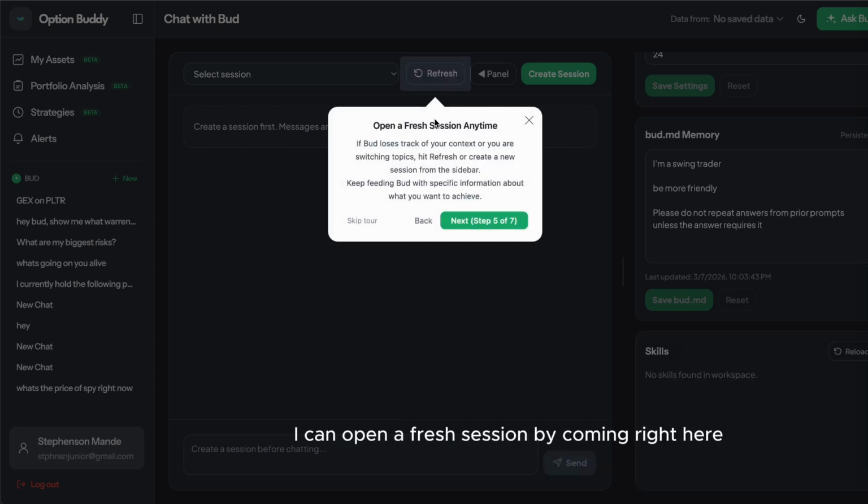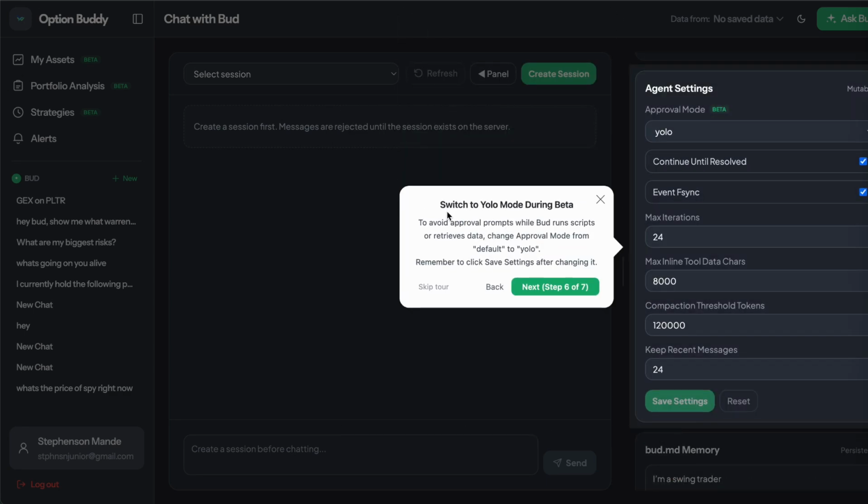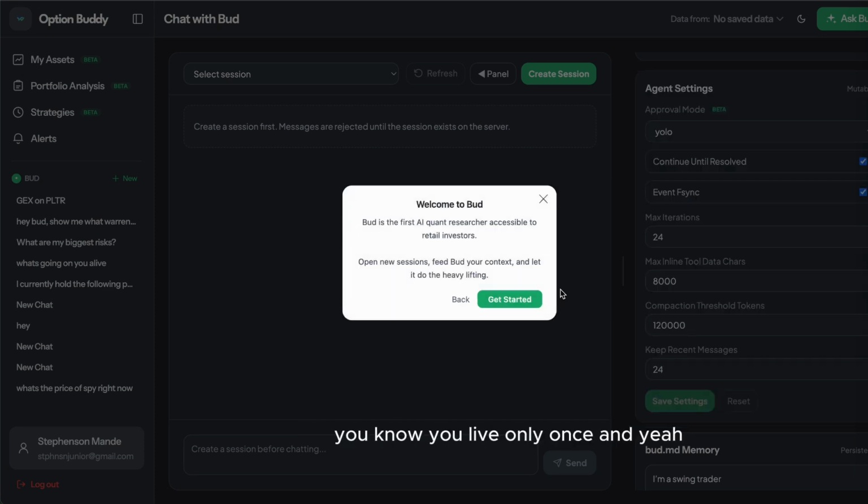You can open a fresh session by coming right here to create a new session. It works well creating new sessions, and then switching from YOLO mode during beta. Right now, the default, where it asks for your approval to run anything, is still having a few issues in our back end. So right now, YOLO, which basically means no approval, just go ahead, reason it out, see exactly what needs to be done, and get it done. That's what YOLO means. Like, you only live once. And yeah, welcome to Bud, the first AI quant researcher accessible to retail investors.